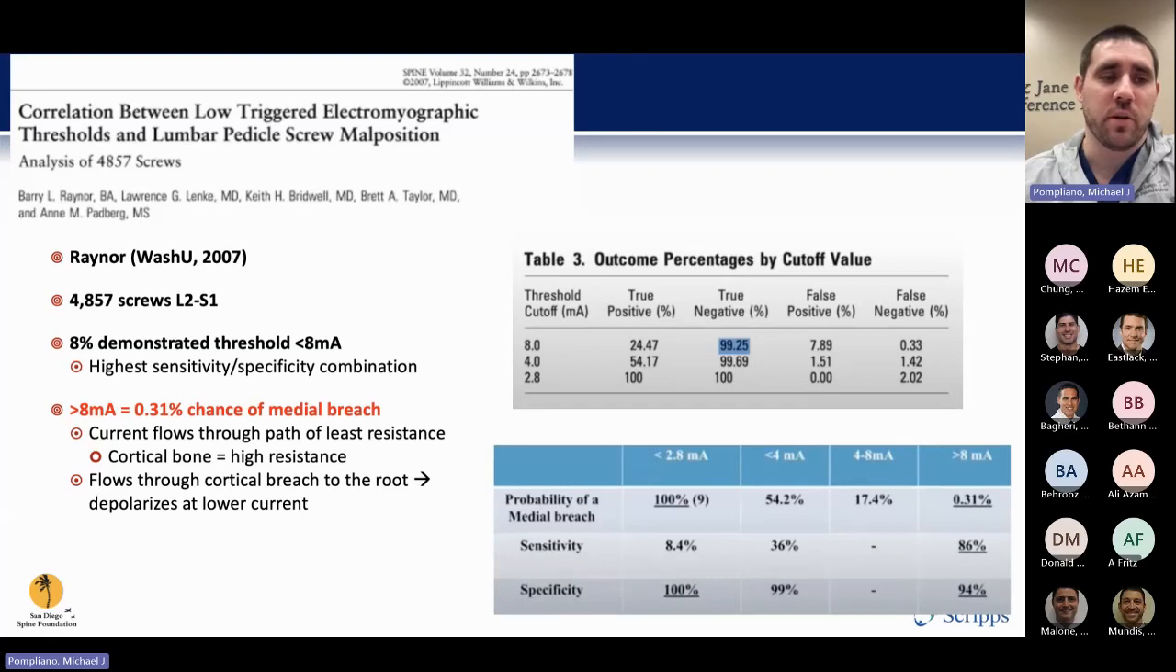This was from Dr. Rainer Lenke out of WashU in 2007. They looked at 4,800 pedicle screws in the lumbosacral spine. Essentially, 8% demonstrated a threshold of less than 8 milliamps, with that being the highest sensitivity and specificity combination. And that correlated with a 0.31 chance of medial breach. Again, not neurologic injury, just medial breach, strictly speaking anatomy here. The theory is that the current flows through the path of least resistance, with cortical bone having a high resistance, and then flowing through a cortical breach to the root depolarizes it at a lower current, allowing it to be picked up.